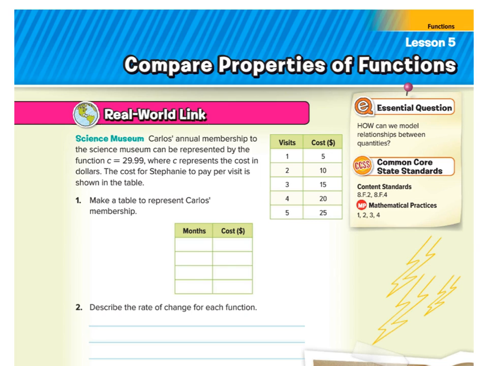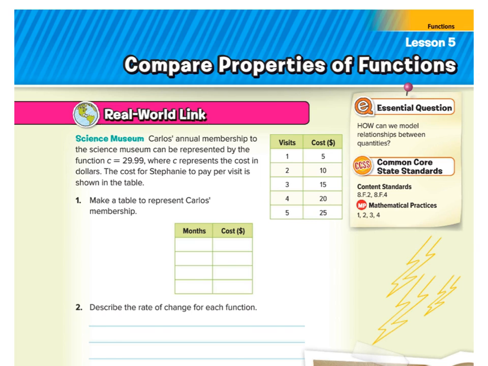Our real-world link involves a trip to the Science Museum. Carlos's annual membership to the Science Museum can be represented by the function c equals $29.99, where c represents the cost in dollars. The cost for Stephanie to pay per visit is shown in the table. And so we have visits 1, 2, 3, 4, 5. And the cost is $5, $10, $15, $20, and $25.